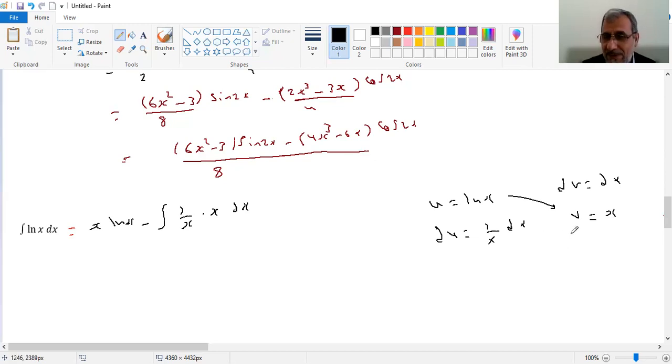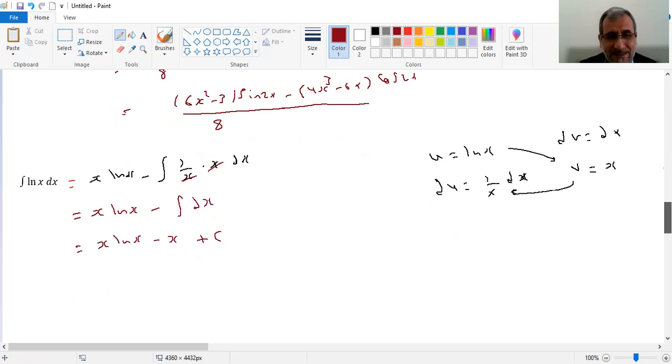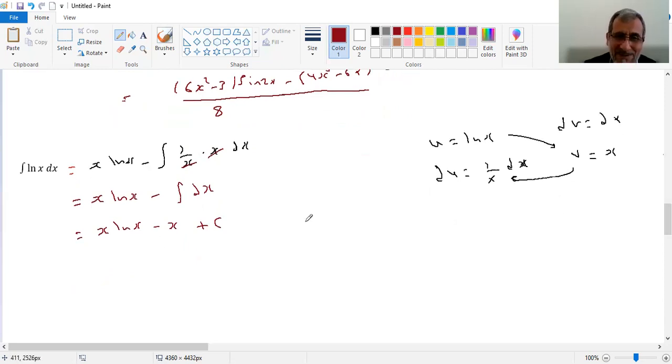This one, v du multiplication, this by this one. This is dx. And clear here we have x with x is out, will be 1. So then we have here x ln x minus integral dx equal to x ln x minus x plus c. Let's see the answer. This is the answer. Can be simplified also.